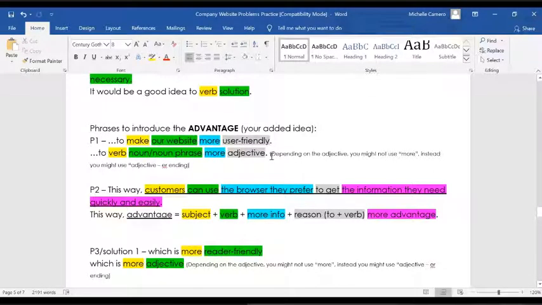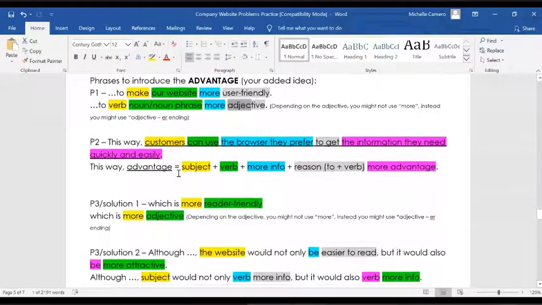Now, this is a little bit special here because I have a note here for you. Depending on the adjective, you might not use more in front of the adjective. Instead, you might use the adjective with er ending. Okay, so for example, take the word happy. Happy is an adjective. We wouldn't say more happy. We would say happier. Happy with IER ending, happier. So it really depends on the adjective you use. You might put more in front of it, or you might put ER at the end.